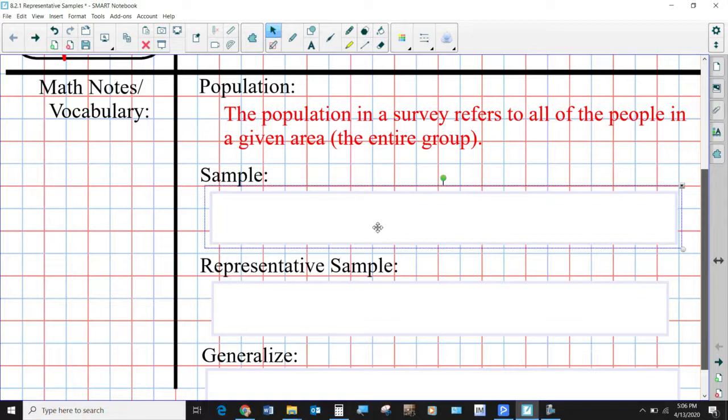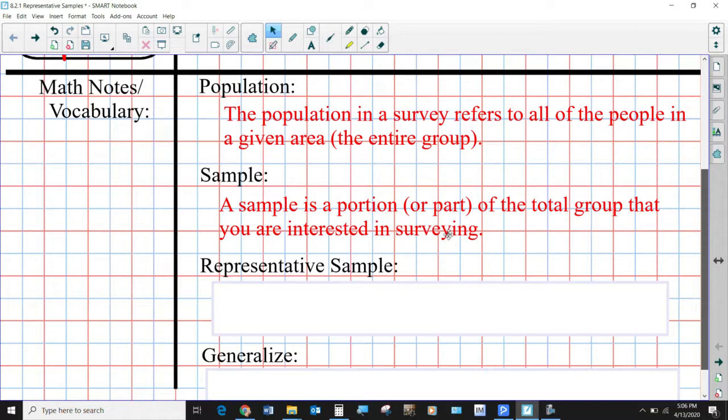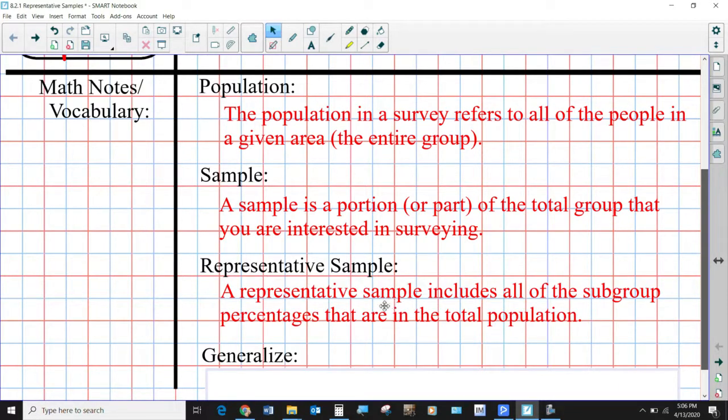So the sample is going to be a portion or part of that total group that you're interested in surveying. Now, in order for your sample to really be representative of the total group, you need to make sure that you pick people carefully. So by referring to it as a representative sample, we're saying that all of the subgroups or percentages that are in the total population will be represented in our sample population.